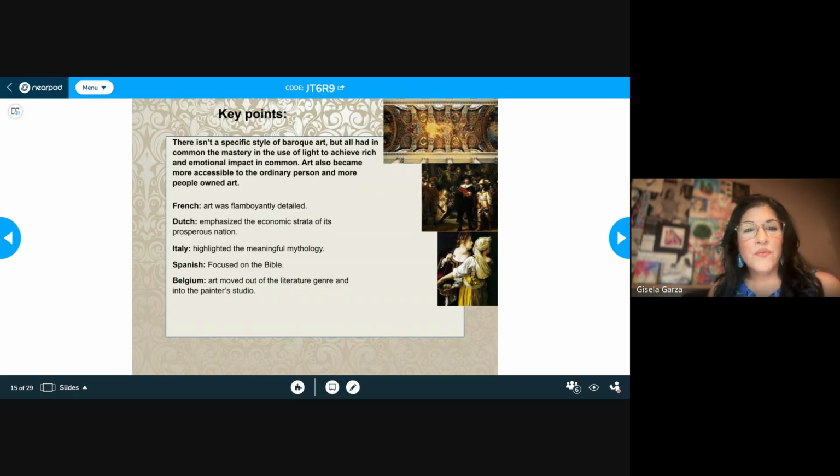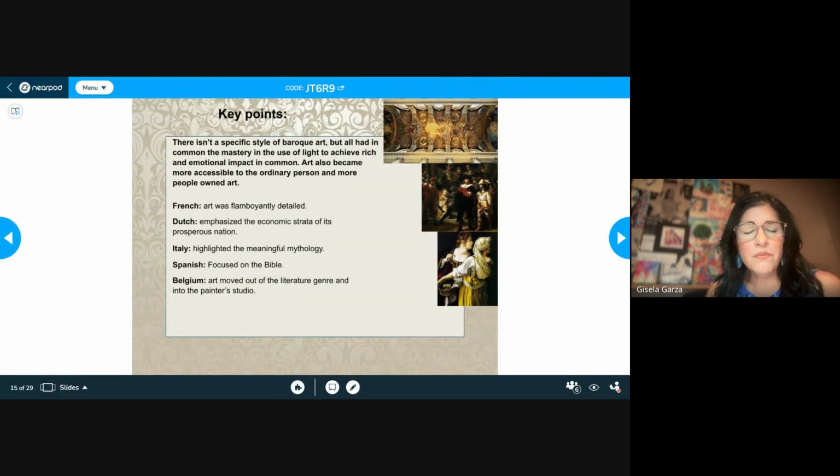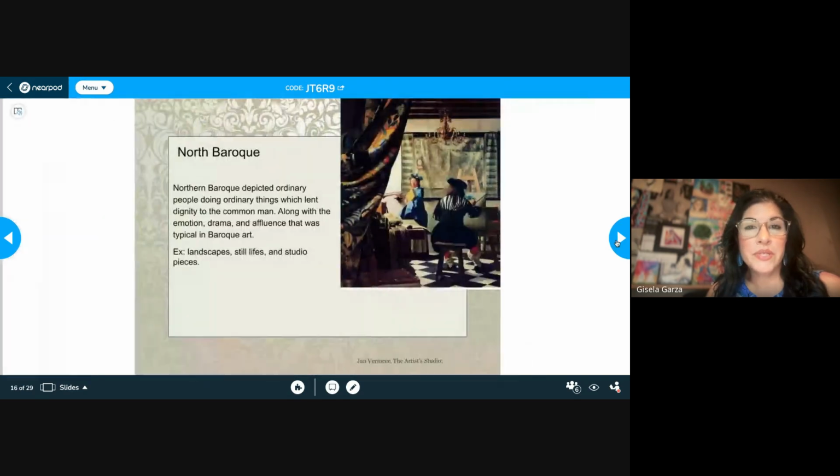Again, the French during this time, art was flamboyant and detailed. For the Dutch, it emphasized the economic strata of the nation. For Italy, it highlighted meaningful mythology. The Spanish focused on the Bible. In Belgium, art moved out of the literature genre and into the painter's studio. So that is the big difference, how the artwork impacted their lives during this time. But again, it had similar characteristics.